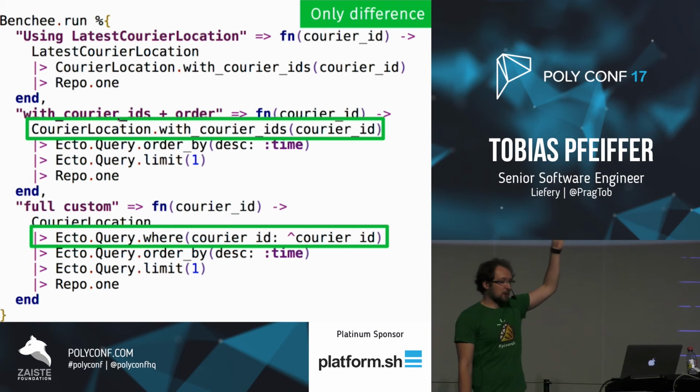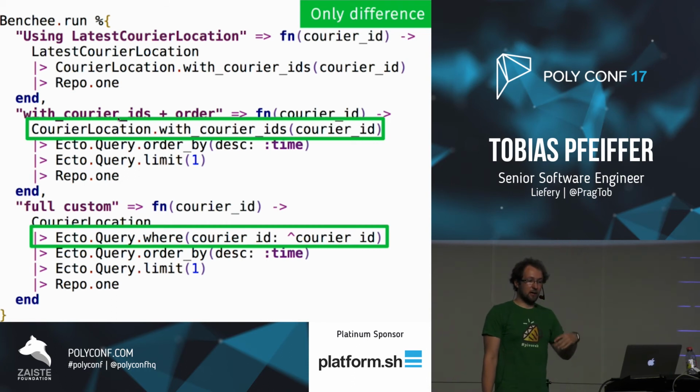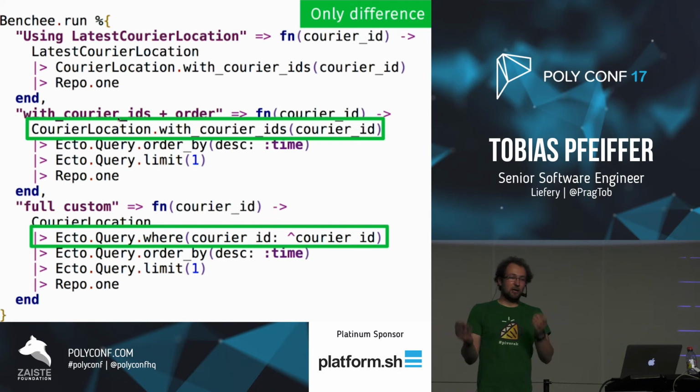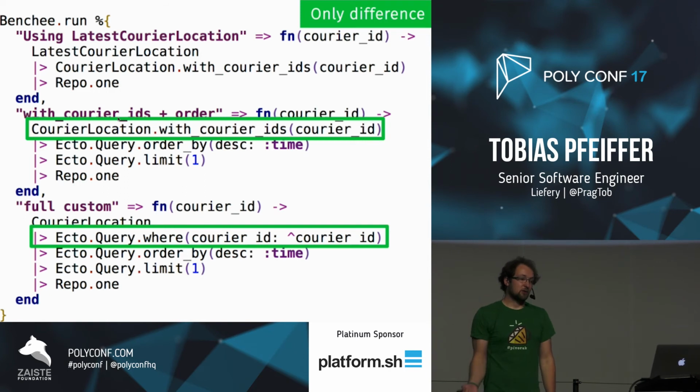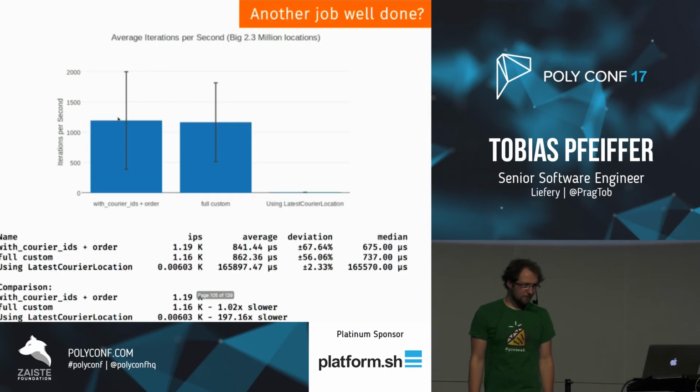The difference between the lower one and the upper one is that the upper one has an array match, so it can take multiple courier IDs, and the lower one has just one courier ID. Sort them descending by time, limit to one, and give me that one.